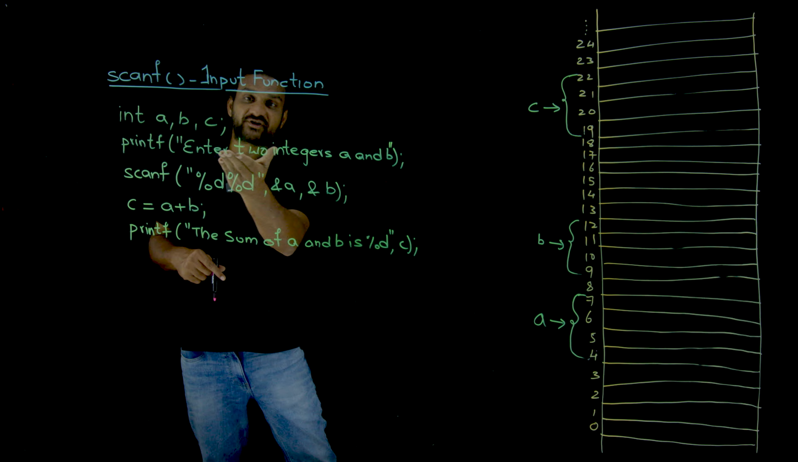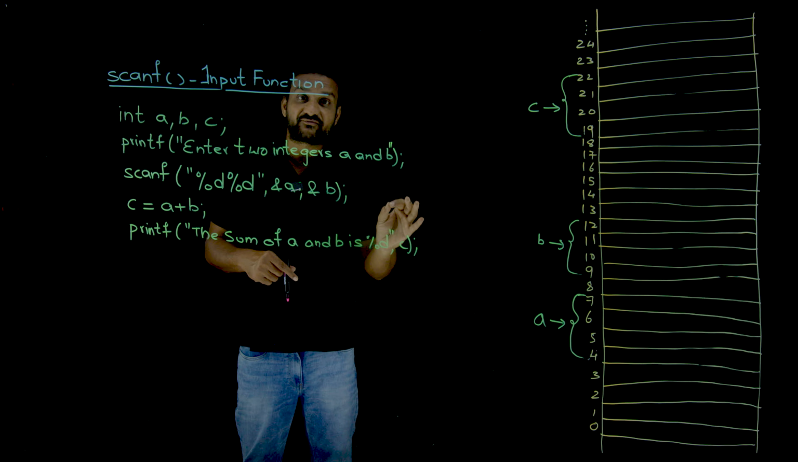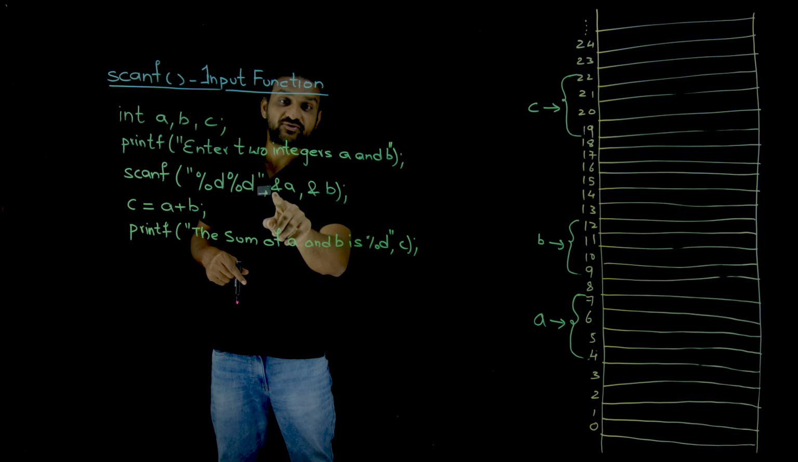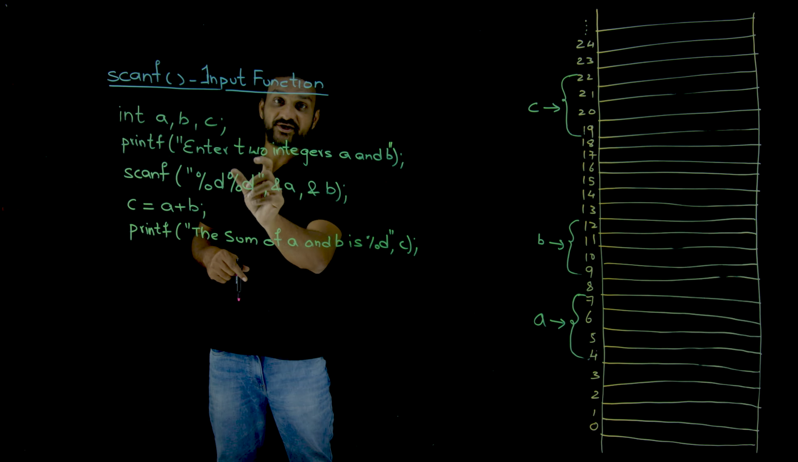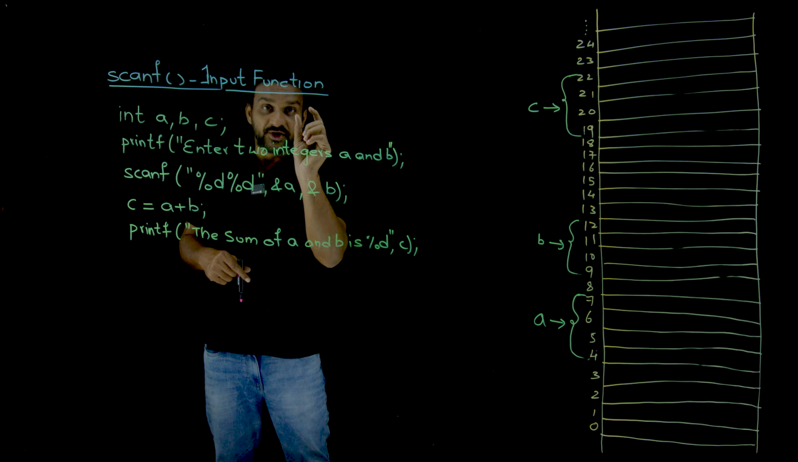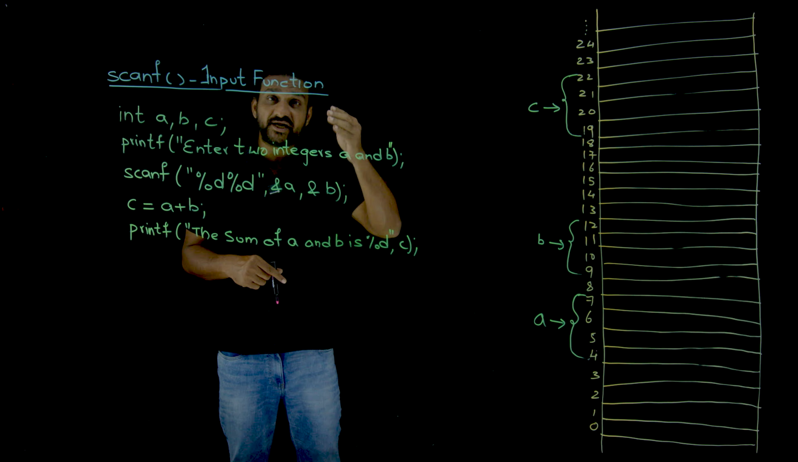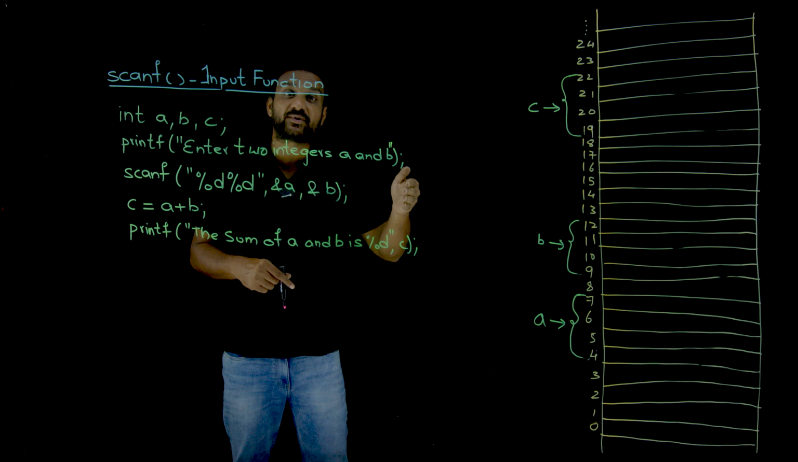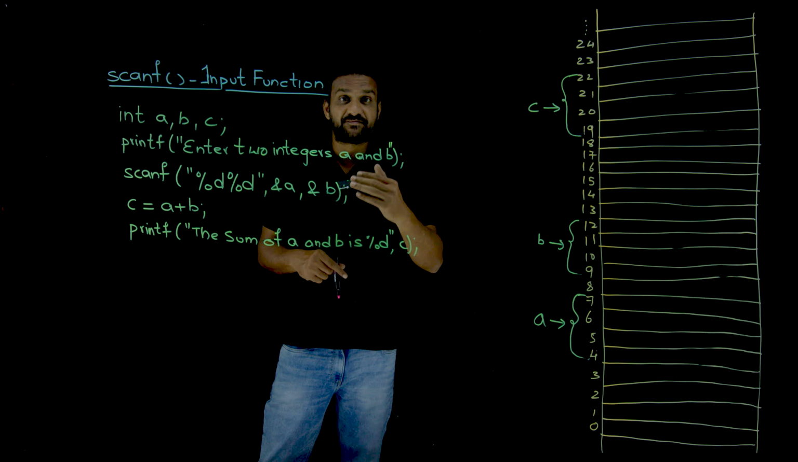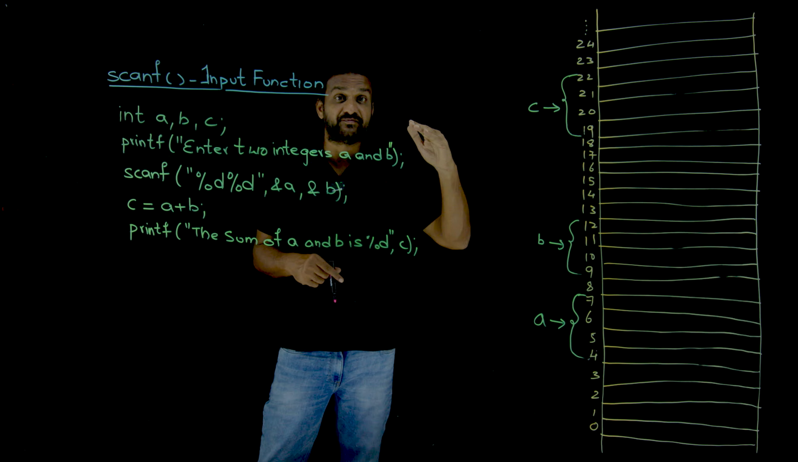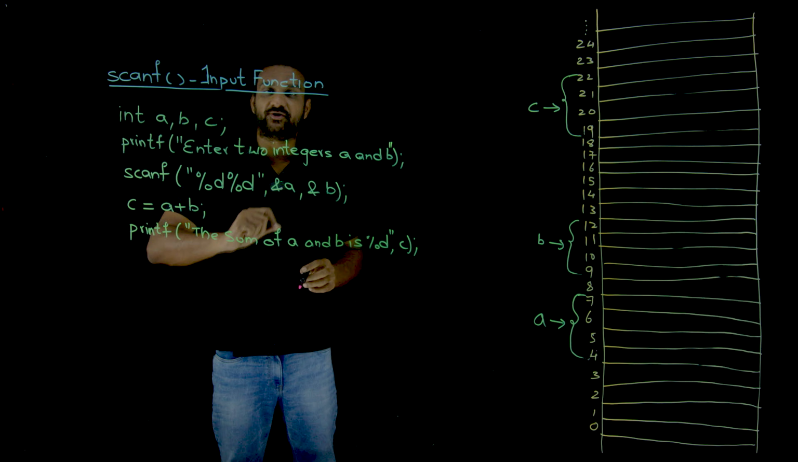Now after executing this printf statement, your computer will wait until you give both these inputs. Until you give both inputs, your cursor will blink and it will wait for the user to provide the inputs. We will see practically in our examples how the computer will wait. At this point of time, make a note of it.